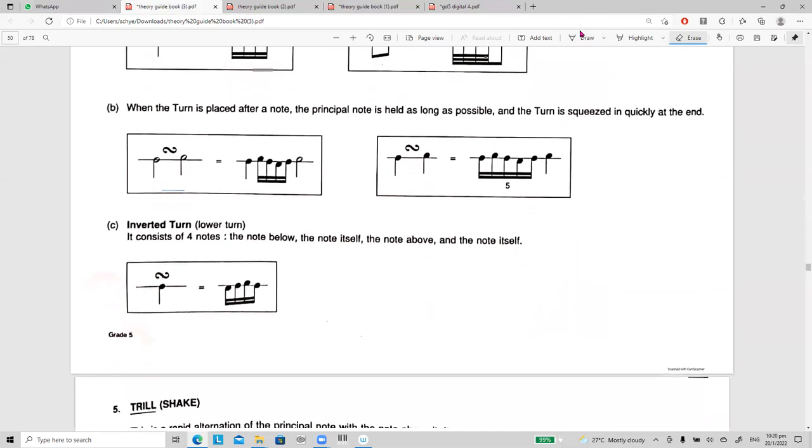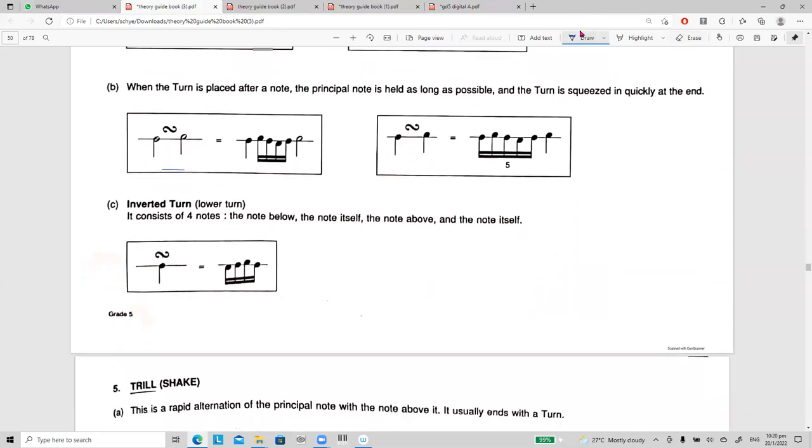Okay, next one. So the tone, now you have lower tone. Lower tone is there is a slash at the middle. So a slash in the middle, it starts one step lower, and then the original note will repeat two times. Some students will ask, what if the note has a dot?